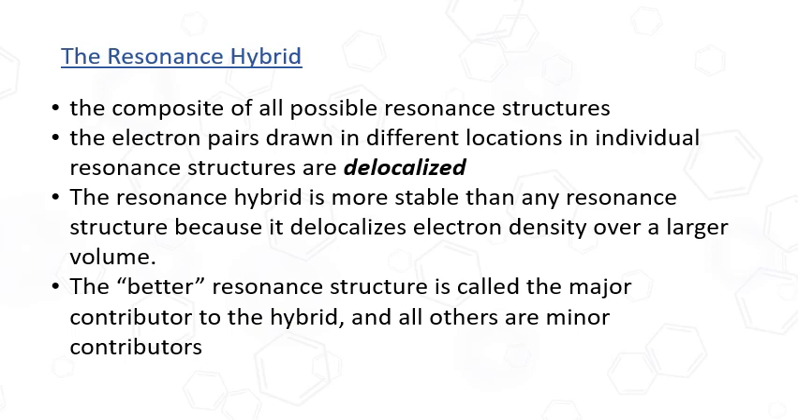Okay. The resonance hybrid is the more stable resonance form because the electrons are delocalized and distributed over a larger volume. When you have two or more resonance structures, there is a better resonance structure that could explain the hybrid form more, and we call that the major contributor to the hybrid. All the others would be minor contributors.